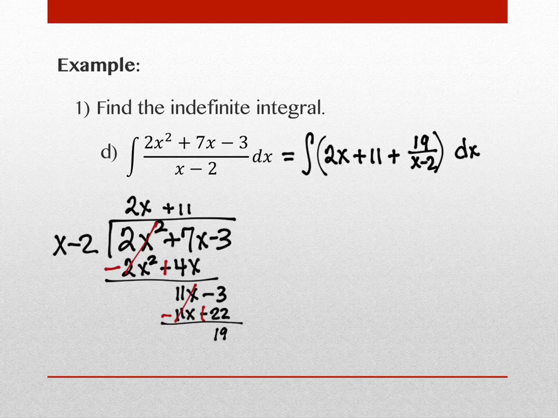So what's the antiderivative of 2x? X squared, right? What's the antiderivative of the 11? 11x. What's the antiderivative of 19 over x minus 2? Okay, we're going to bring the 19 out. Then what? Natural log, absolute value of x minus 2.